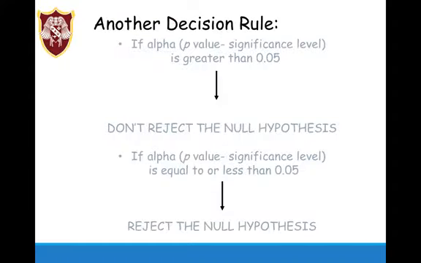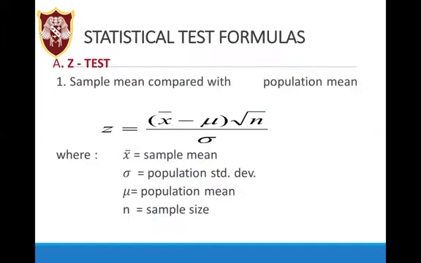Another decision rule is based on the so-called p-value. So the p-value, if it is greater than 0.05, we do not reject the null hypothesis. But if the p-value, which is compared with the significance level alpha, is equal to or less than 0.05, we reject the null hypothesis.